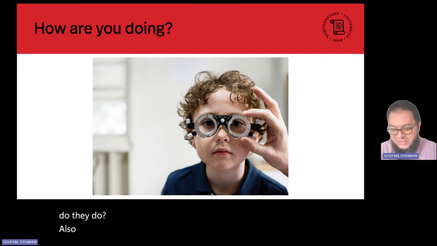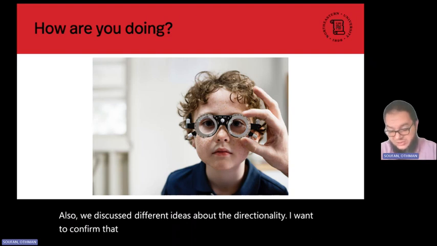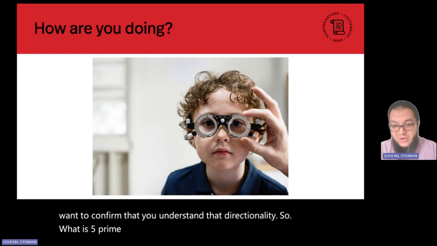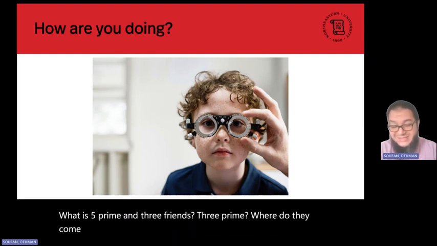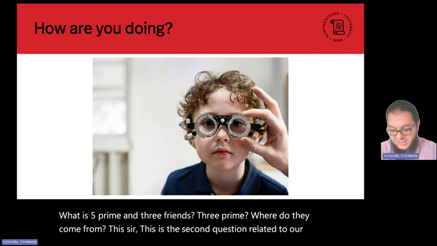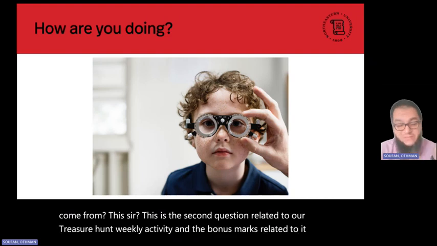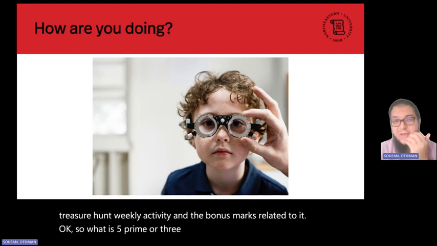Also, we discussed different ideas about directionality. I want to confirm that you understand the directionality. So what is 5' and 3'? Where do they come from? This is the second question related to our treasure hunt weekly activity and the bonus marks related to it. So what is 5', what is 3', and why does that matter?